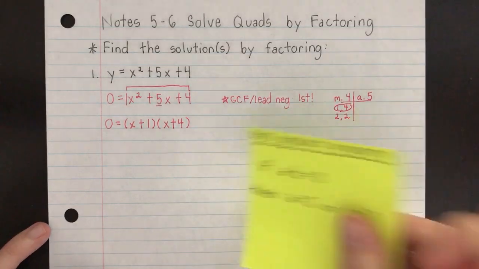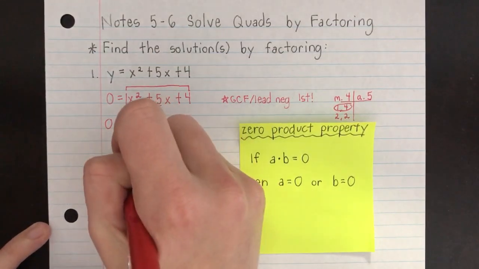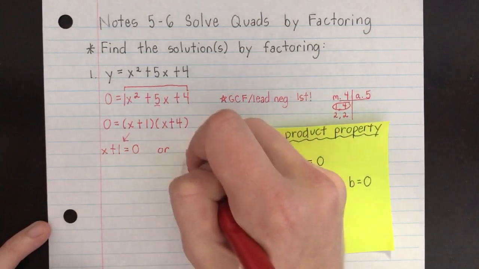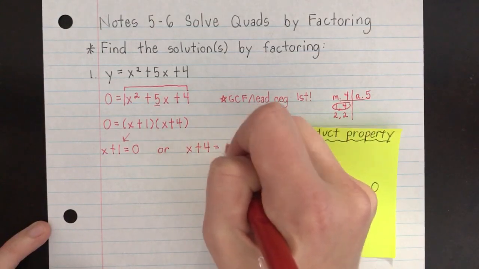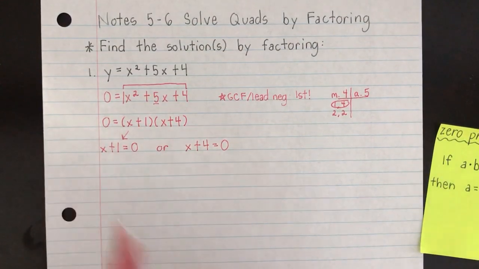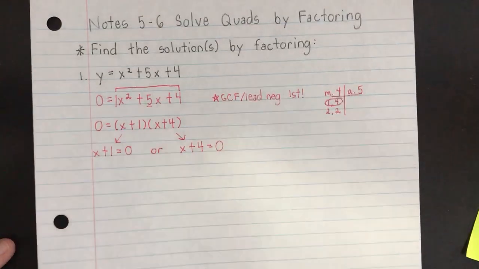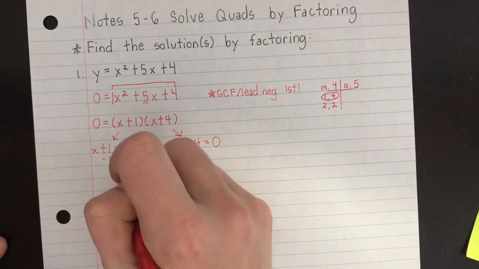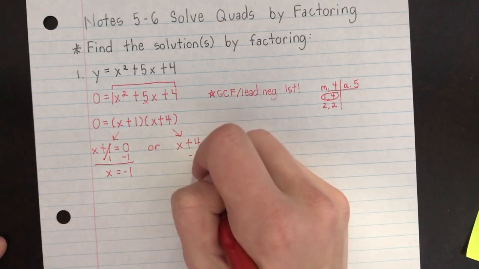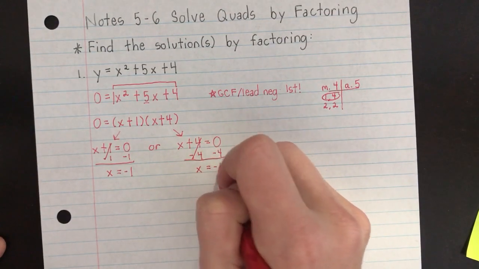We're going to do exactly what it says, and off to the side we're going to say, this problem will work if either x plus 1 equals 0 or if x plus 4 equals 0. If either of those factors equals 0, then we will get a solution of 0 here. Once we set each of these factors equal to 0, we will solve. Minus 1, minus 1, so we get x equals negative 1. Minus 4, minus 4, or we get x equals negative 4.